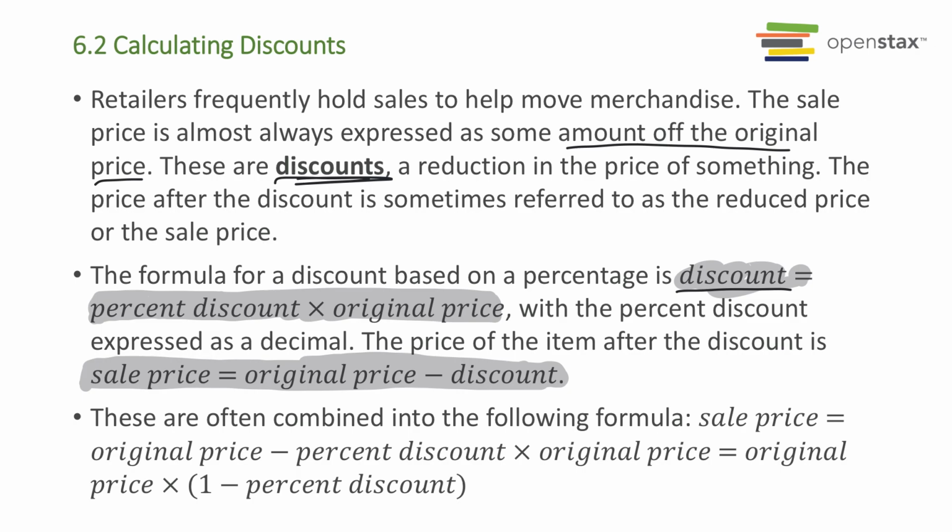Now there is a kind of a shortcut method that I like to use when I'm out shopping, and that is the sale price is equal to the original price times 1 minus the percent discount. And so when I'm out looking at discounts and shopping, this is really what I use to estimate how much something is going to cost me, is this last equation.